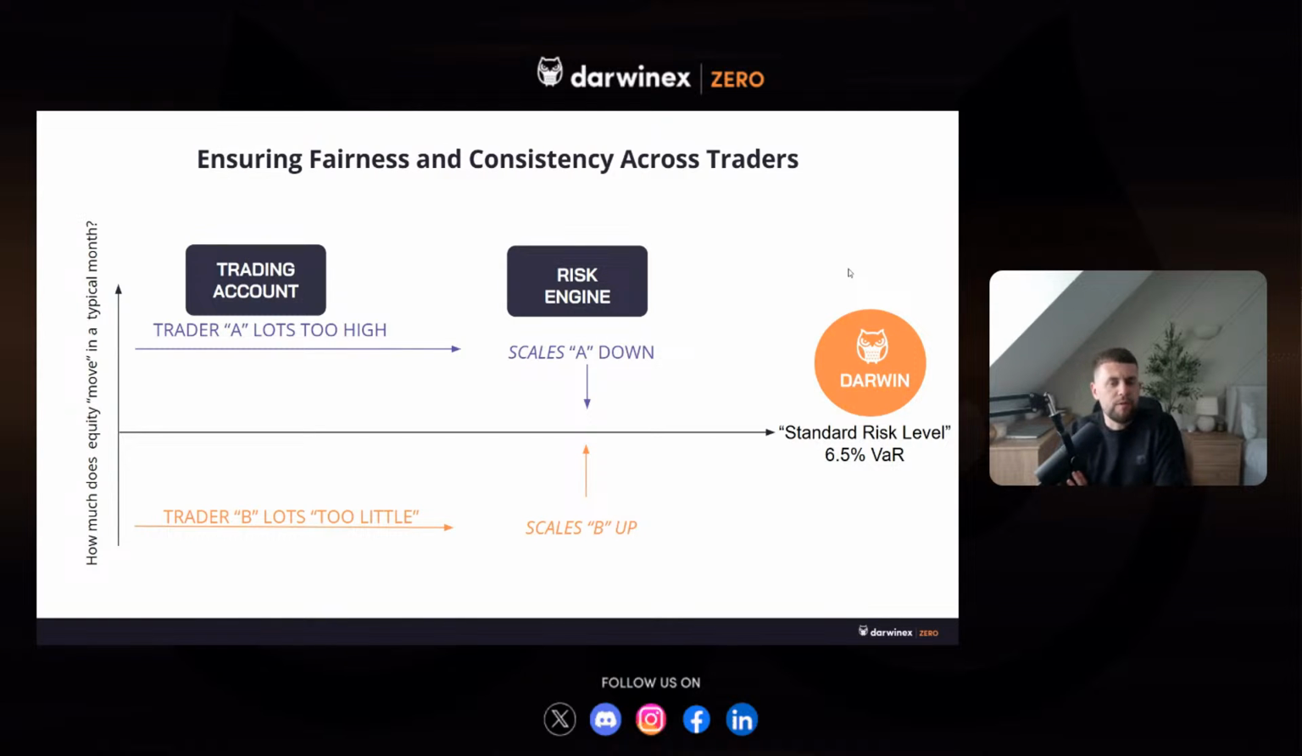So we can see in this example, we've got two traders. We've got trader A who takes too much risk on. They trade with lot size that is too high. And we have trader B who trades with too small lot size. So they trade with little risk exposure.